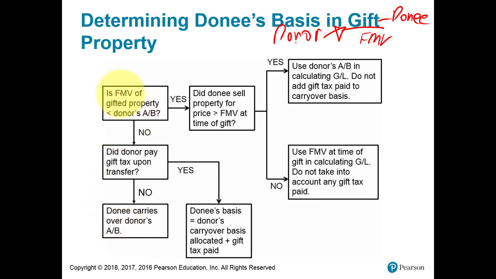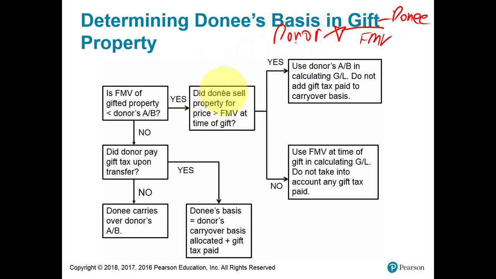So let's go the opposite here at the date of the gift. Is the value of the gift less than what the donor had acquired it at? And we say yes. In other words, the value has gone down since the donor owned that property.